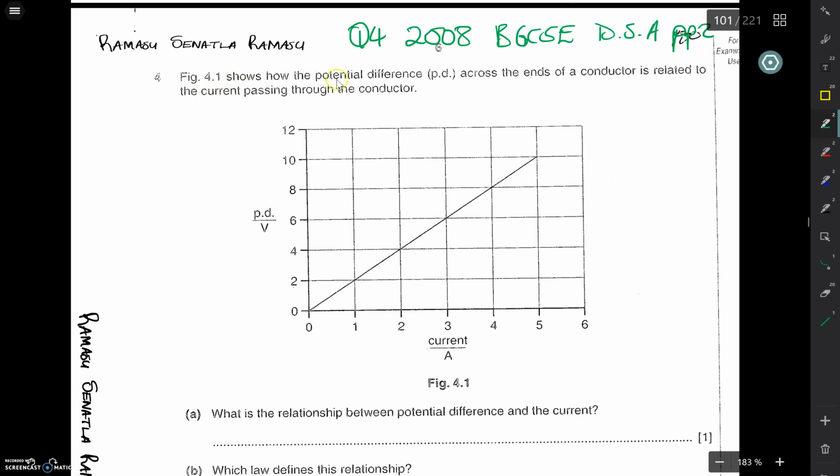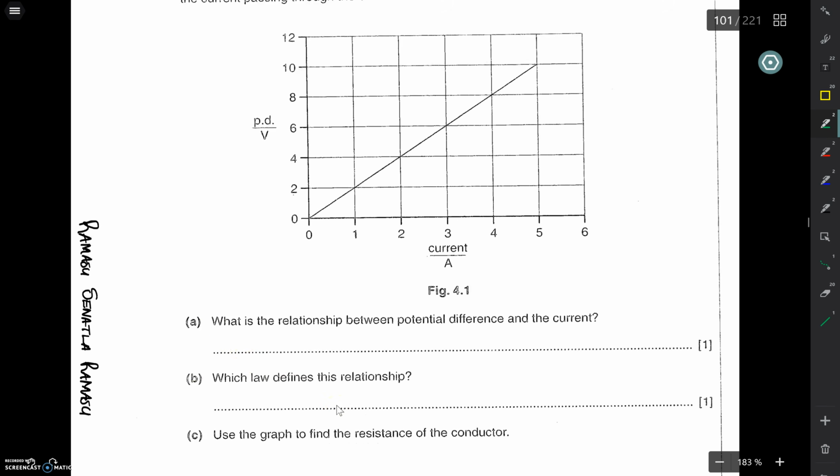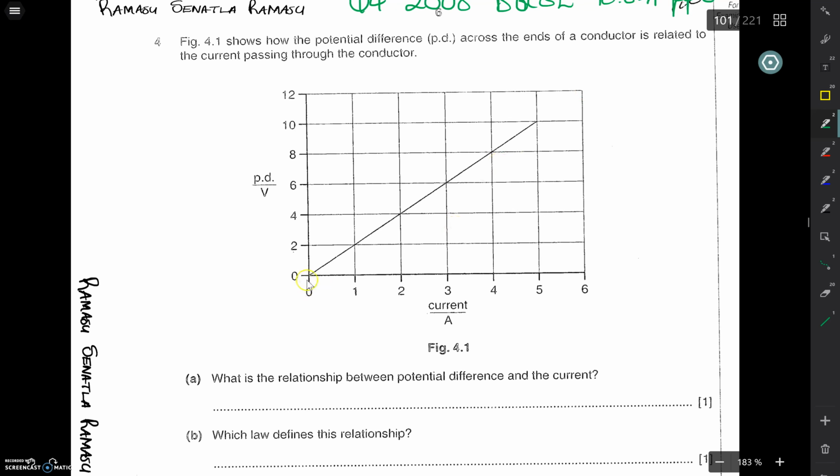The question says figure 4.1 shows how the potential difference, or PD, across the ends of a conductor is related to the current passing through the conductor. We have voltage or potential difference on the y-axis and current on the x-axis. Part A says what is the relationship between potential difference and current? Well, from the graph we can see that as current increases, potential difference also increases. So the relationship is proportional.